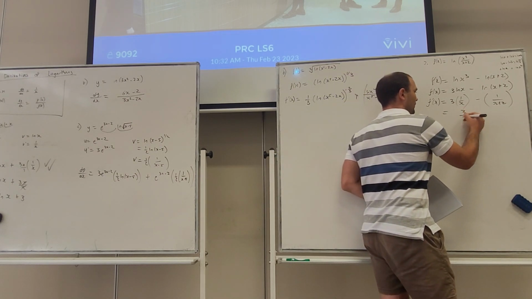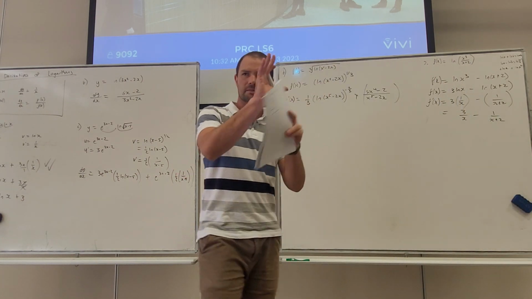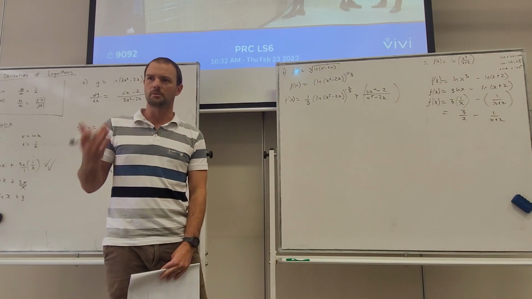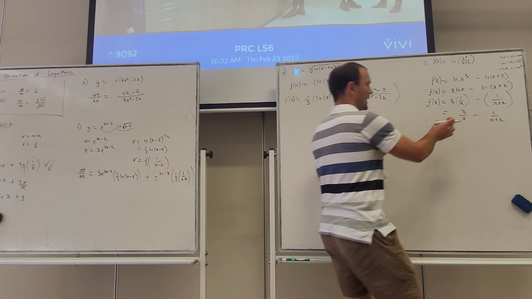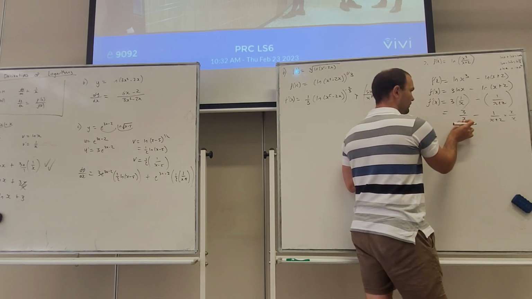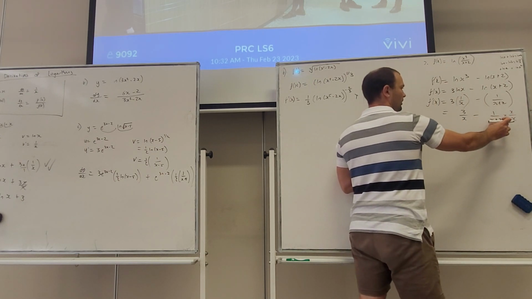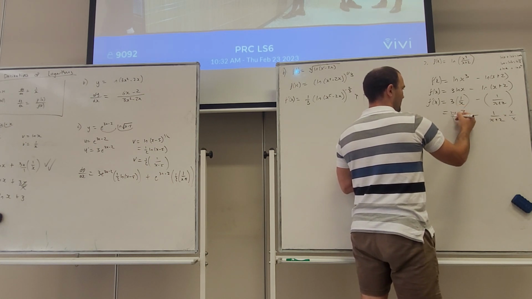So I've got 3 on x, take away 1 on top of x plus 2. And if I want to bring them together, I'm going to cross multiply the denominators. I need them to have the same denominator so I can add or subtract the fractions. At the moment we have one fraction subtract another. If I want to bring them together, they need to have the same denominator. And so I'm going to multiply this one by x on top of x, moving that denominator there. And I'm going to multiply this one by that denominator, x plus 2 on top of x plus 2.